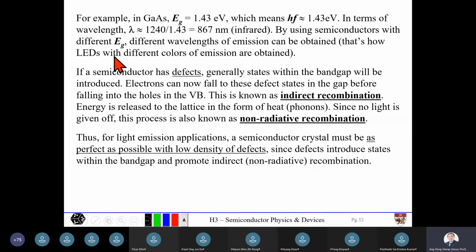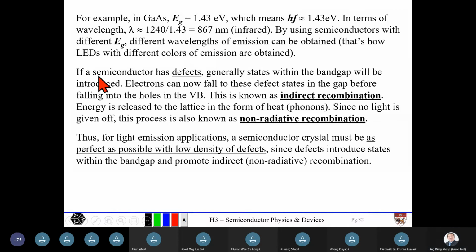Basically, if you want a blue LED, we need to choose a semiconductor of the appropriate band gap, so that the light emitted will have the correct wavelength corresponding to blue light. For a red LED, similarly, we need to choose a different semiconductor. I'll come to that later on, to probably show you how different semiconductors can give you different colors of light.